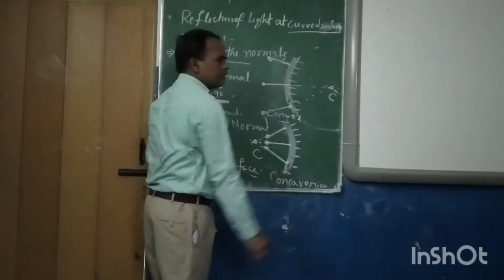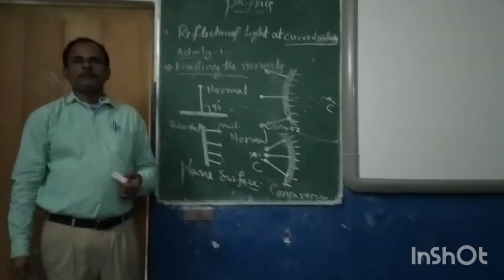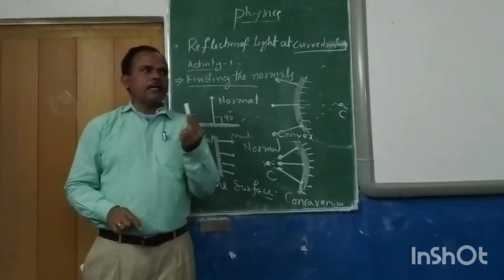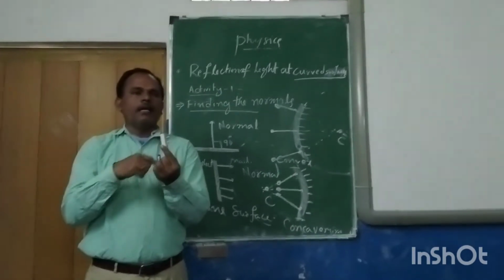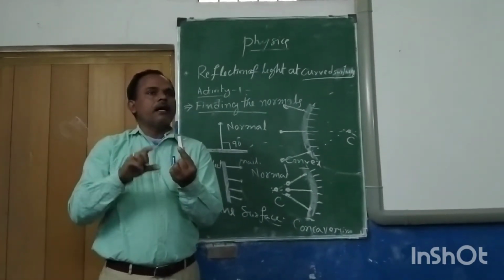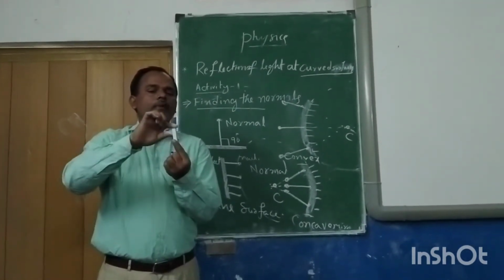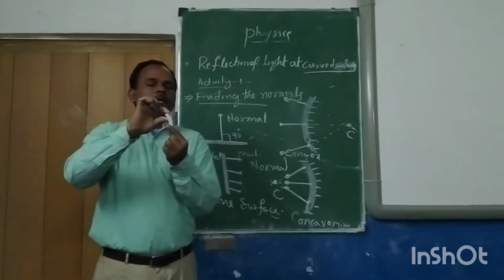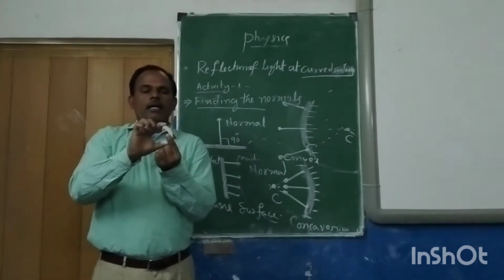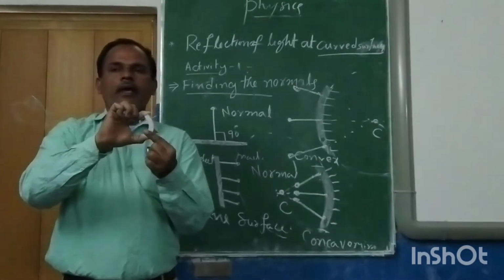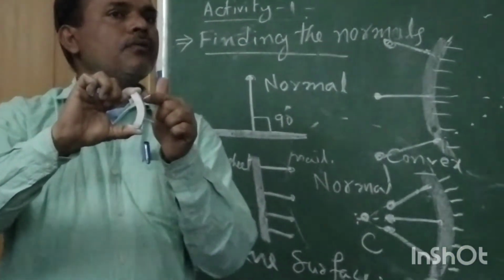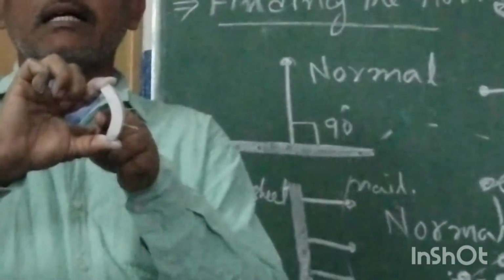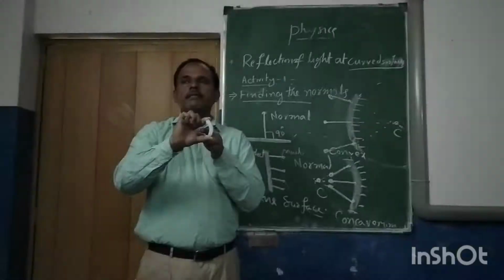This is what we call the center of the mirror. This is only in the rubber sheet. But with this experiment or activity, we can identify the normal axis. The reflecting surface is away from the center, and the non-reflecting surface is bent toward the center.